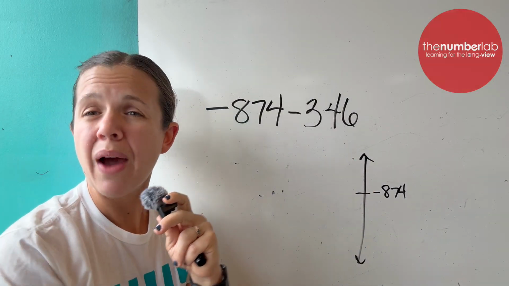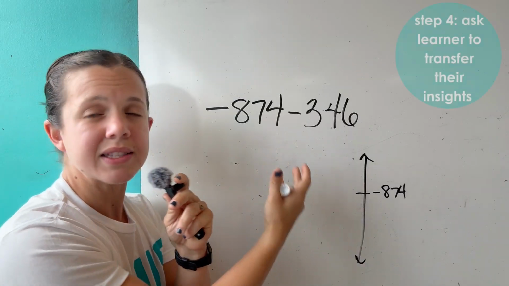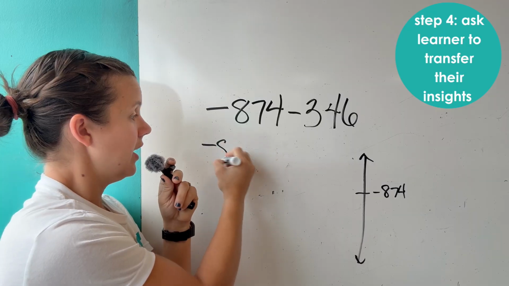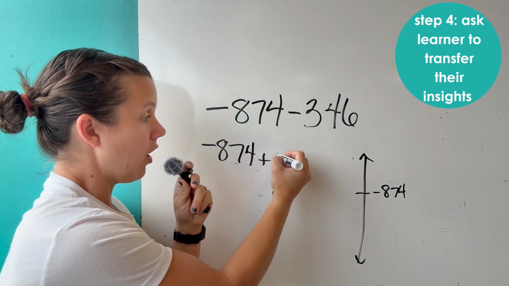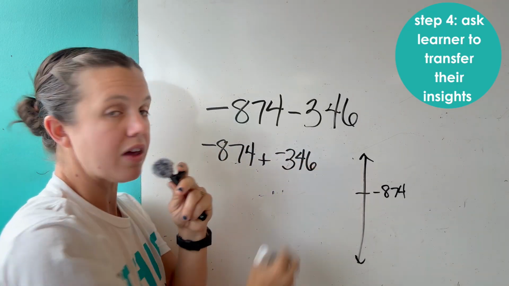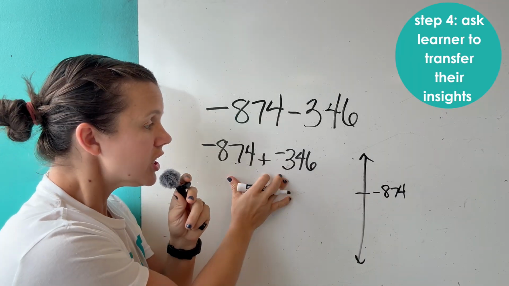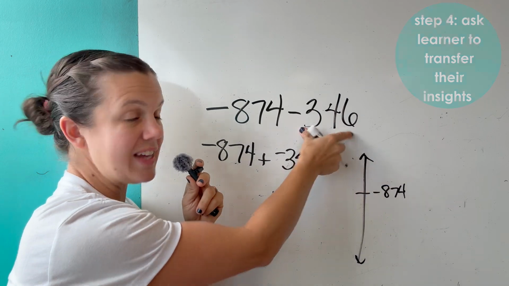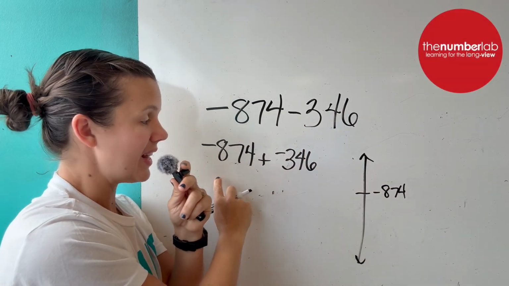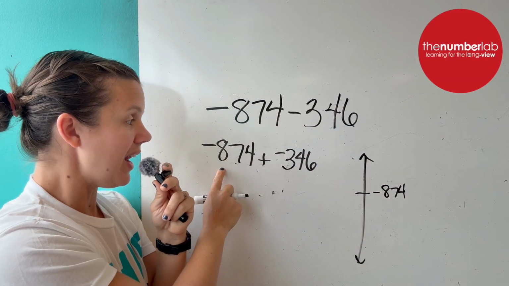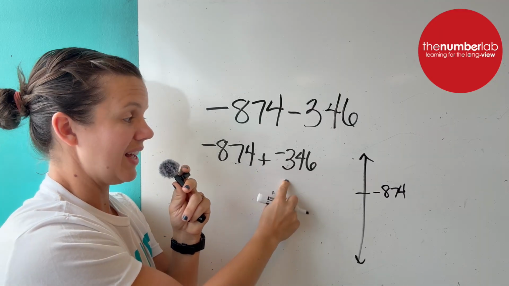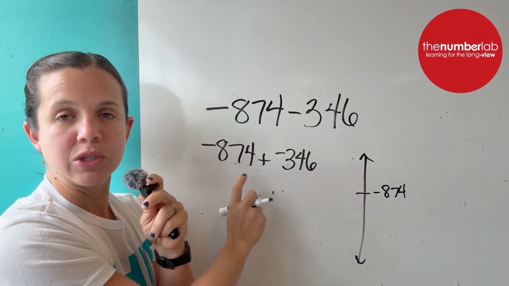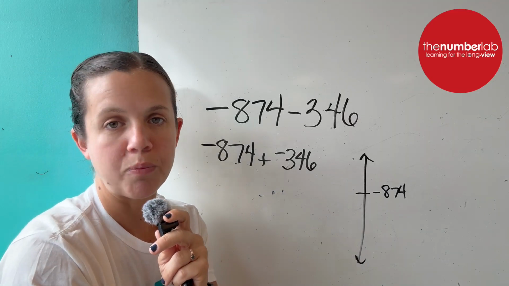So then the question could be, how else could we think of this? Just asking that question, you might see that a learner is ready to think about this by transferring what they already know, that this could also be thought of in this way. Now, just by understanding that this value is a debt of 346, we can consider it as a debt of 874 and a debt of 346. That move of expressing it this way helps to open doors for more flexibility.